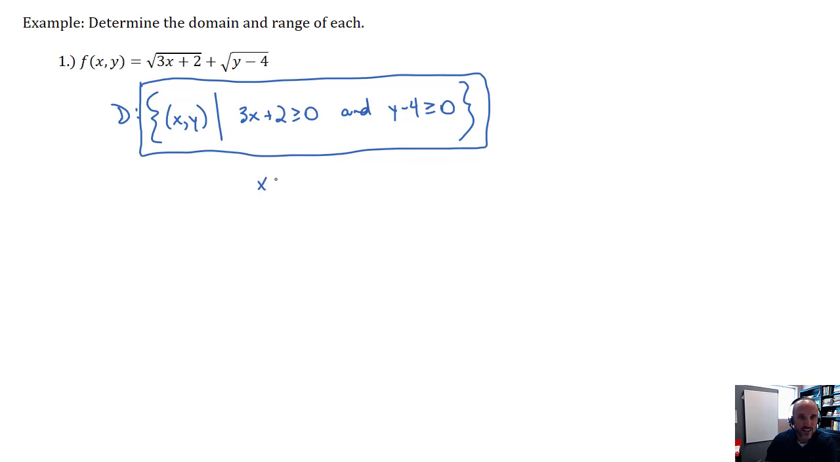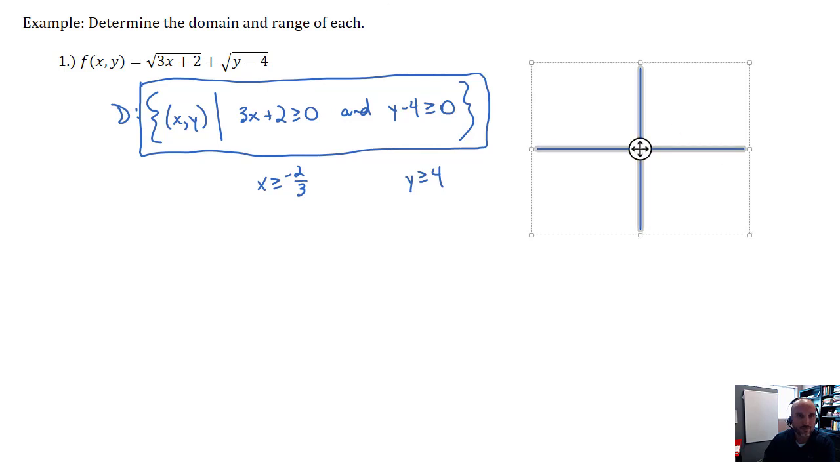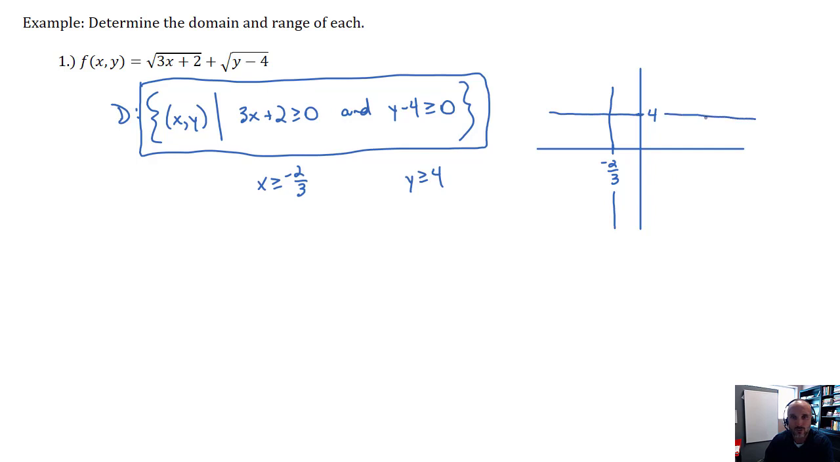This means that x has to be greater than or equal to negative 2/3, and this means that y has to be greater than or equal to 4. If we look at the domain again in R2, let's say this is negative 2/3 on the x-axis and this is 4 on the y-axis. So x has to be greater than or equal to negative 2/3, so it has to be any x value to the right. But y has to also be greater than or equal to 4. So that's x values up here.